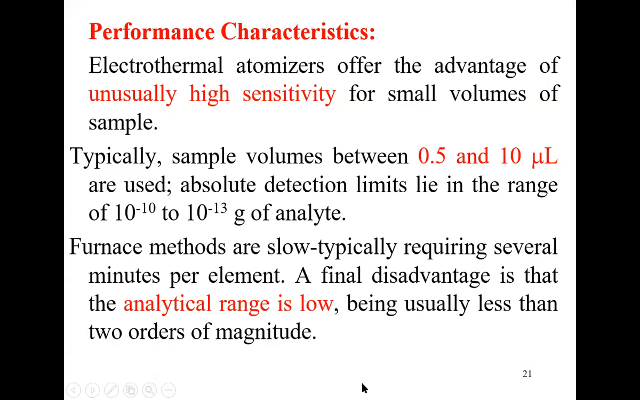Furnace methods are slow typically. They require several minutes per element because of the process. Remember the three processes. What are the three processes again? Process number one, drying, number two, ashing, and then atomization. So the first step, if you were to do it, you would see a graph. The first stage will be for evaporation, right? Then you will see the temperature rising from 100 to 2000, right?